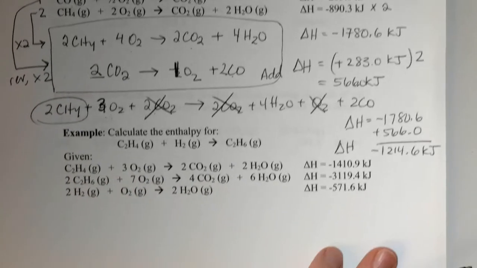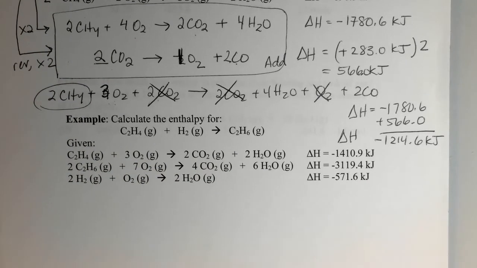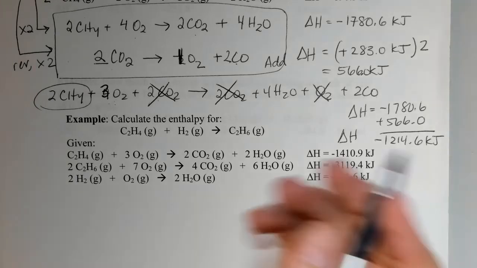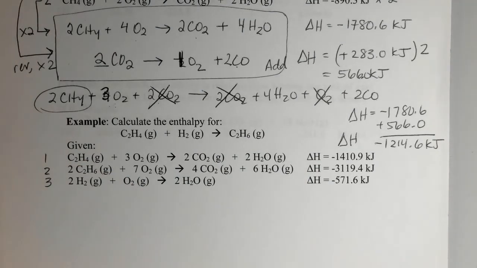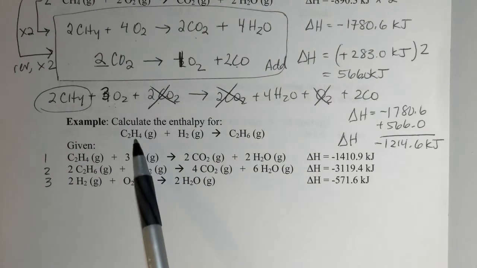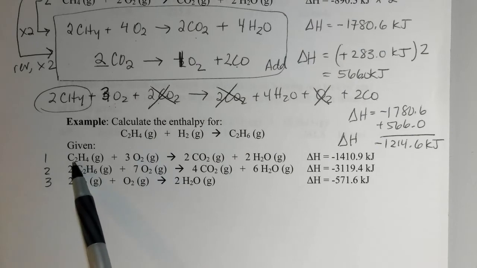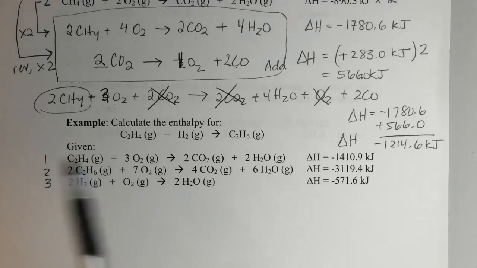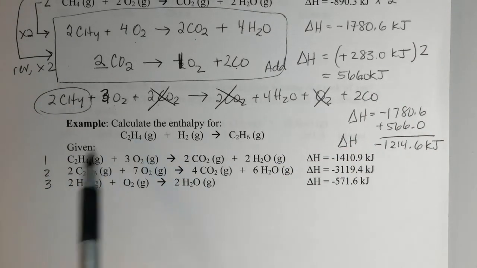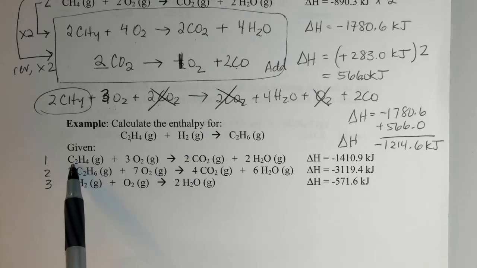This time we've got 3 equations given, which looks like it might be harder, but again, always look for the unique substances. So I like to call this equation 1, 2, and 3, just so I can kind of keep track of it. So first thing here, I'm looking at ethene. And ethene shows up in the first reaction, not in the second, not in the third. So in order to get my ethene, I'm going to get that from reaction 1.